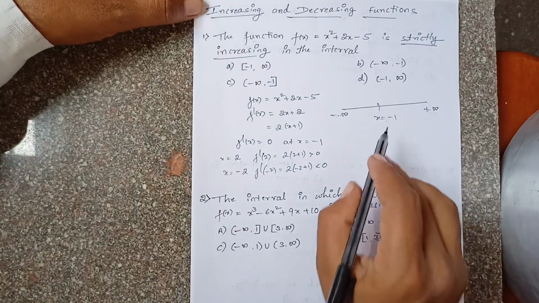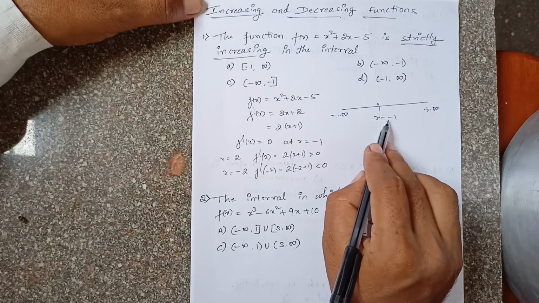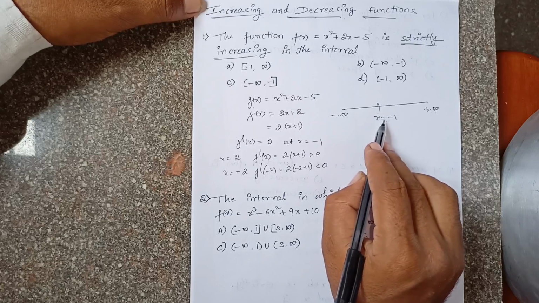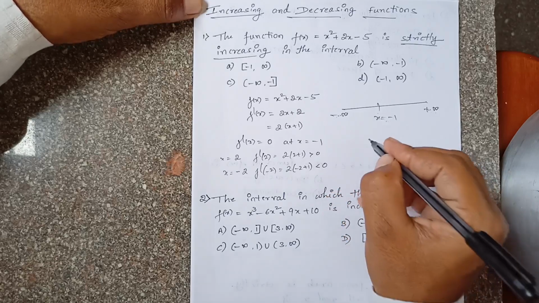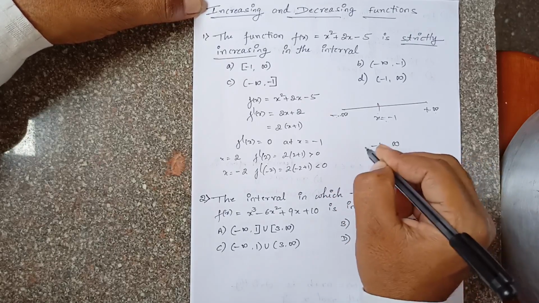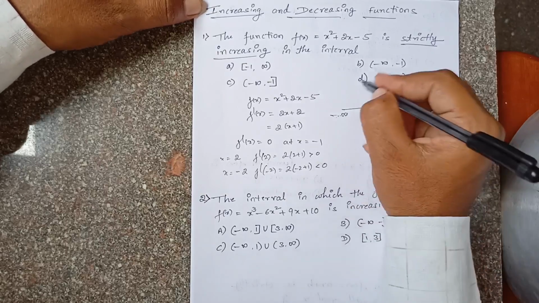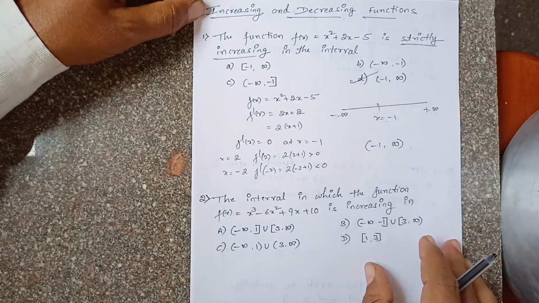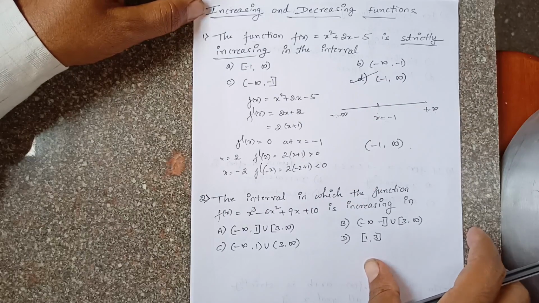Strictly increasing in the sense, we should not include the point x is equal to minus 1 because at x is equal to minus 1, f dash of x is equal to 0. So, what is the interval? Interval is minus 1 to infinity excluding minus 1. So, which option? Option D is correct here.